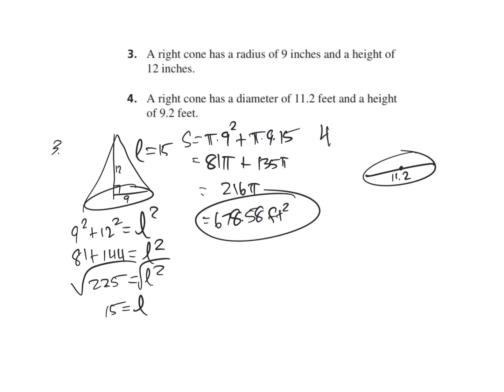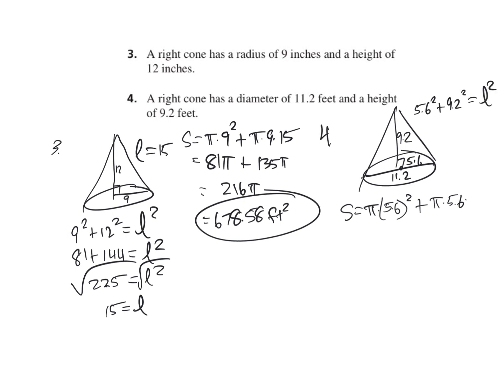Number 4, again, a right cone has a diameter of 11.2. What's the radius? 11.2 divided by 2 gives 5.6 for the radius, and it has a height of 9.2. Surface area is pi times 5.6 squared plus pi times 5.6 times L. We need to get L. 5.6 squared plus 9.2 squared equals L squared. 5.6 squared is 31.36, and 9.2 squared is 84.64. Add those together, take the square root of 116, and you get L to be 10.77.